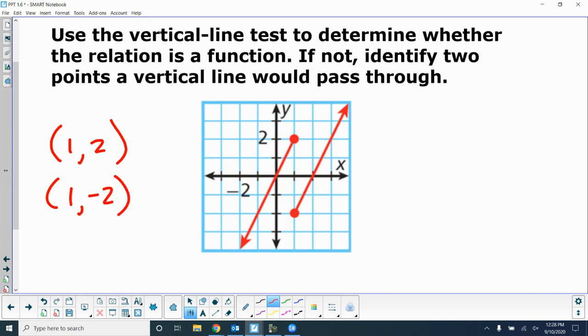Any questions on that? What if I change this to a circle instead of a dot? Would it be a function then? Yeah, it would then. You guys understand why? What's this circle with nothing in it? An open circle means you're not including that spot, right? So really there's nothing there. So if I drew a vertical line through there and then through that circle, it's not really hitting something.